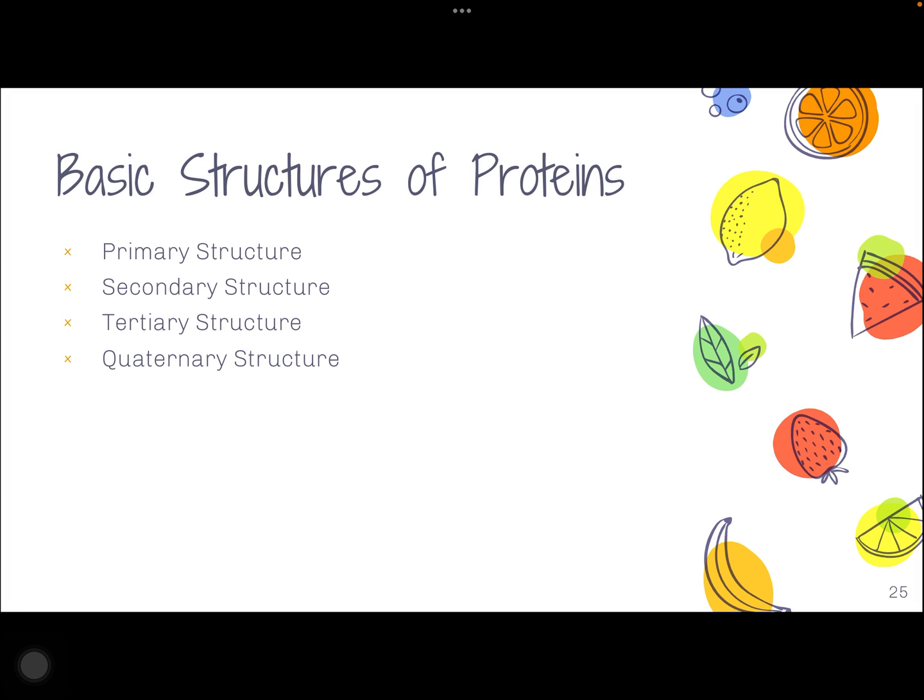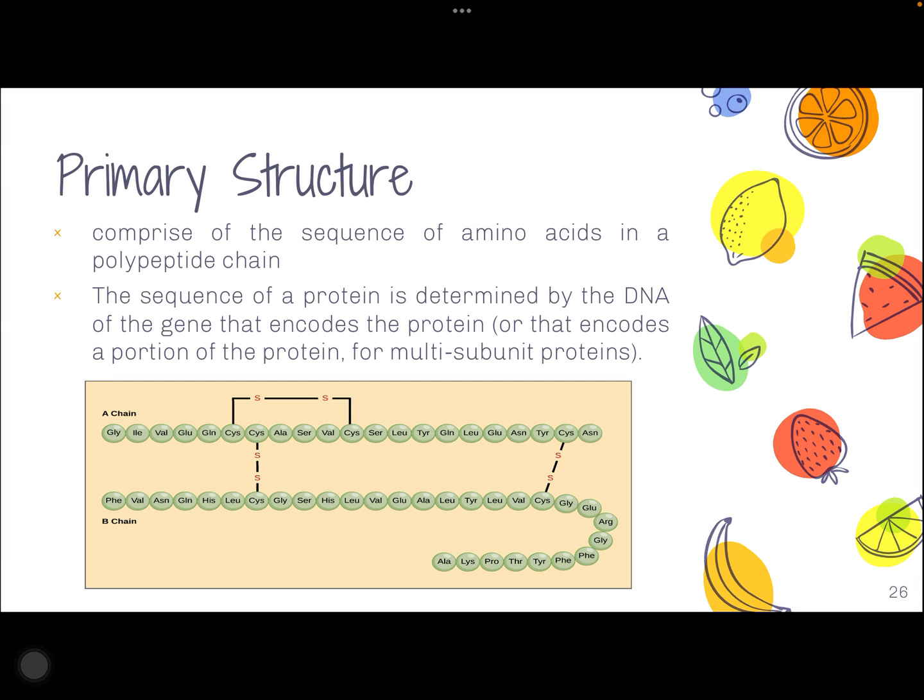Basic structures of proteins, we classify into four: primary, secondary, tertiary, and quaternary structure. Your primary structure comprises the sequence of amino acids in a polypeptide chain. The basic sequence makes your primary structure. It is the sequence of protein determined by the DNA of the gene that encodes the protein, or the one that encodes the portion of a protein for multi-subunit proteins. Just remember that your primary structure is a sequence of amino acids alone.